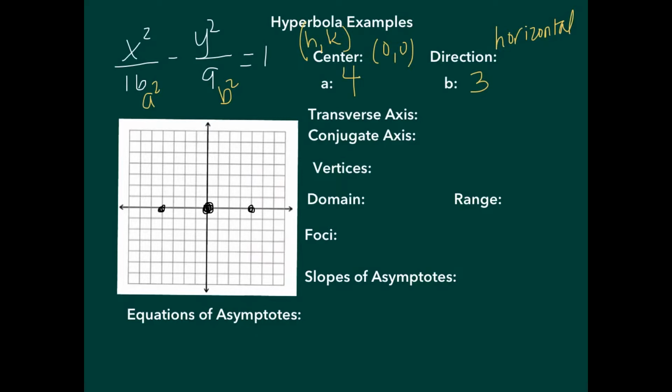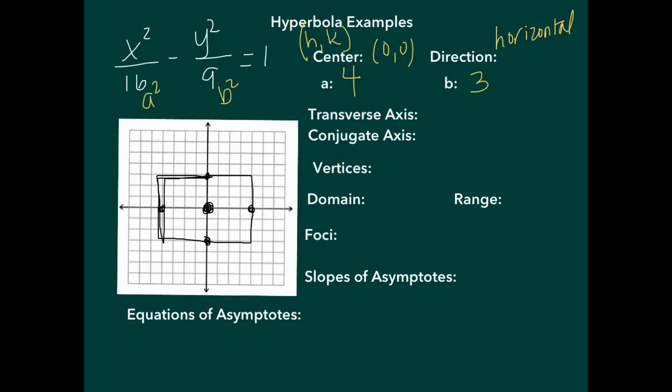Okay, so the B tells me how far I'm going to move up and down. This is how I'm going to create my little box. So I went down 3, I went up 3. And now I've got this nice little box, and I'm going to be careful when you draw it. Ooh, I didn't stay on the line.